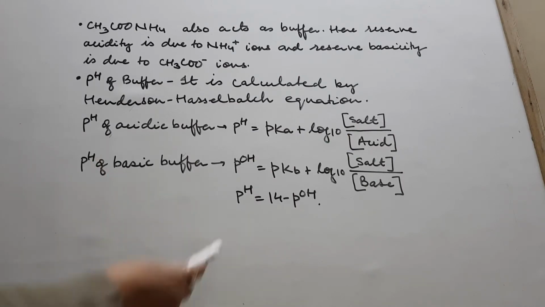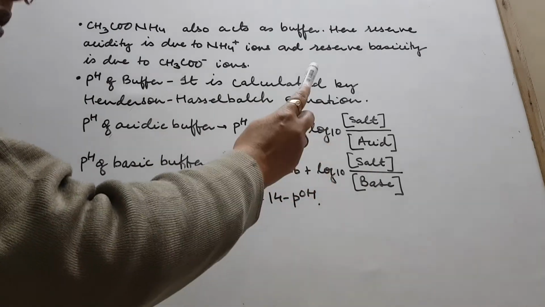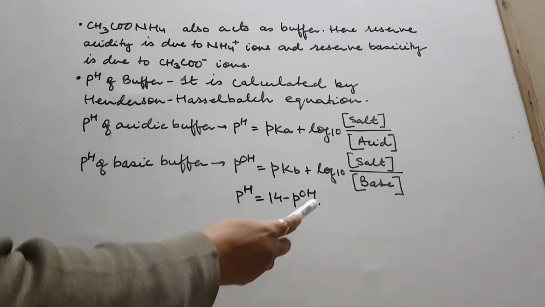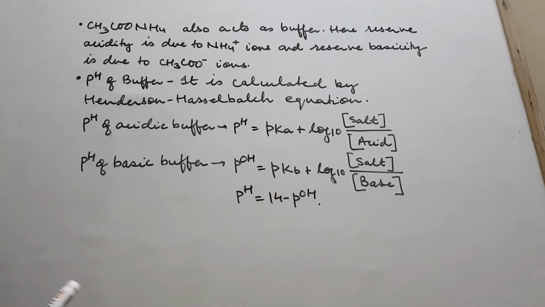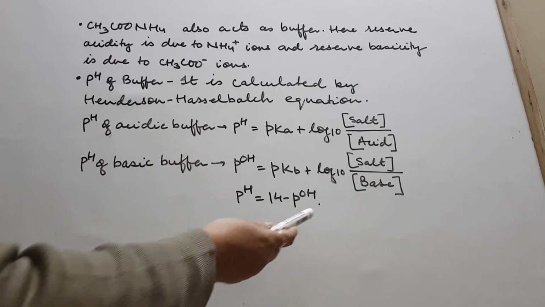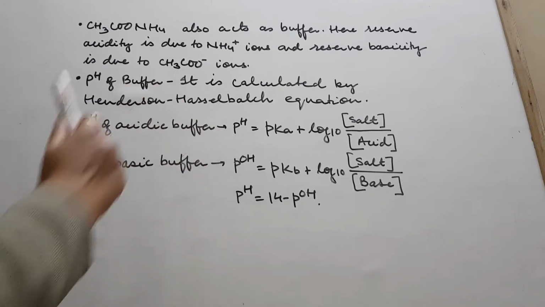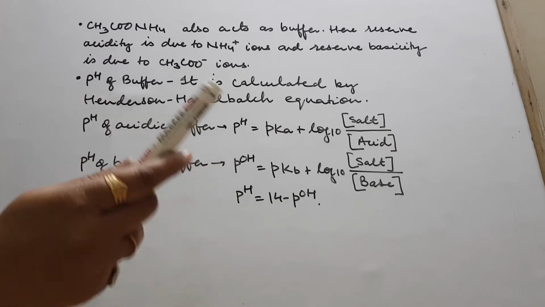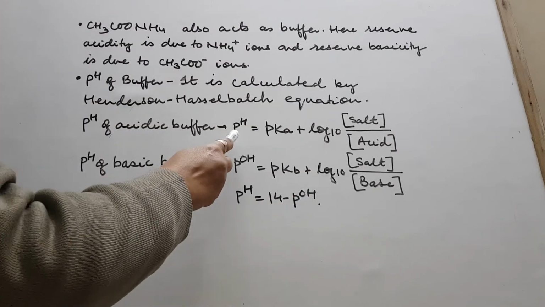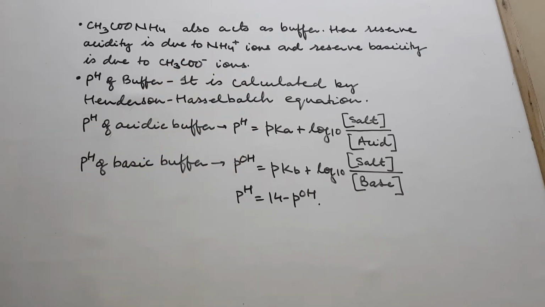Similarly, for basic buffer, we calculate pOH. pOH is equal to pKb plus log to the base 10 of salt upon base, molar concentration of salt upon molar concentration of base. Now children, once you get pOH, pH is equal to 14 minus pOH. The formula is well known to you. Now you will say, what is this pKa? Children, in the entire chemistry, especially in this chapter, the moment you have this p, it becomes minus log of that thing, like pH is equal to minus log to the base 10 of H plus ion concentration. Similarly, what is pKa?